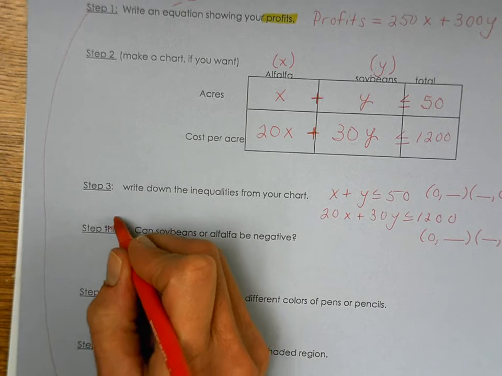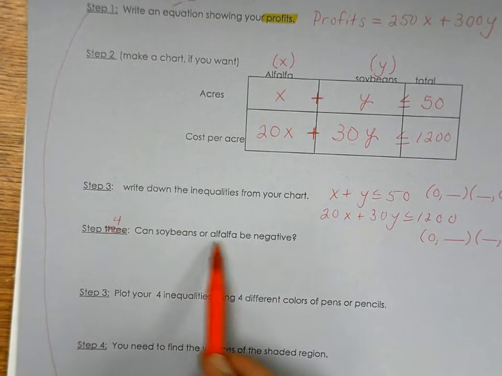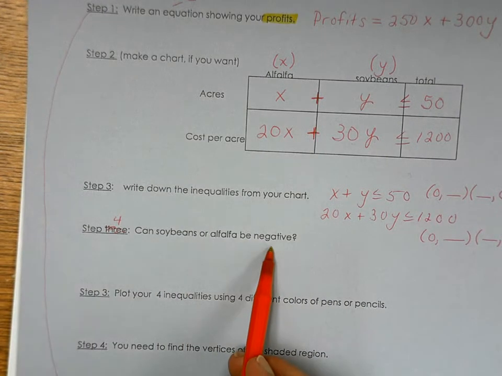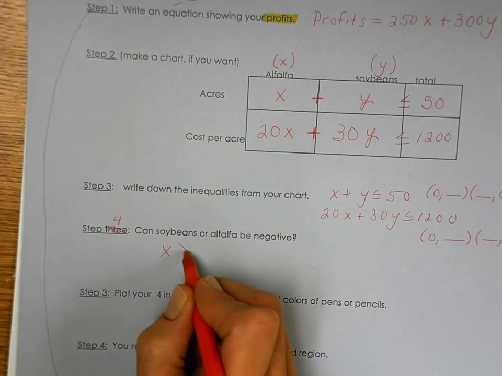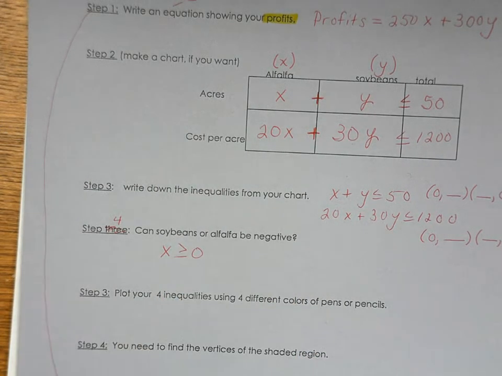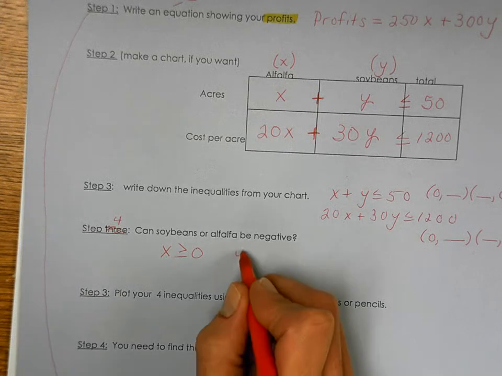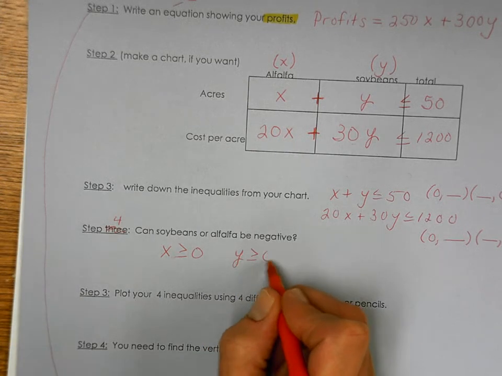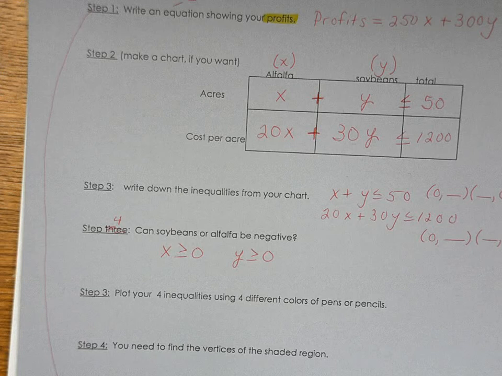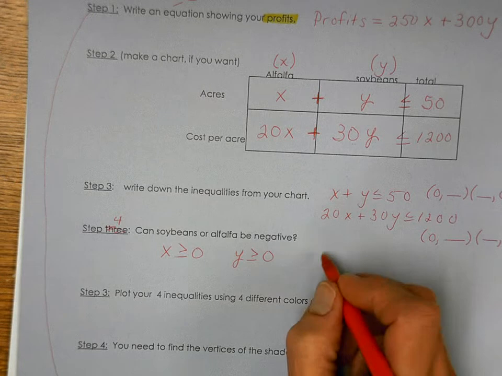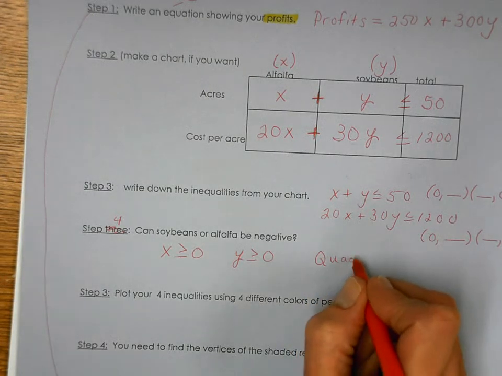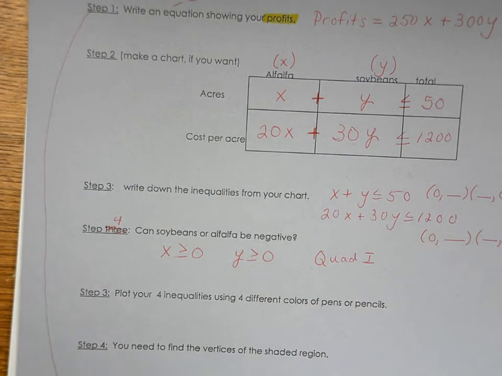Okay, step 4. Can soybeans or alfalfa be negative? Well, of course they can't. So we have to say that our soybeans have to be greater than or equal to 0, and our alfalfa has to be greater than or equal to 0. Now think about this. What quadrant does this put you at? Okay? All right. Quadrant 1, correct?